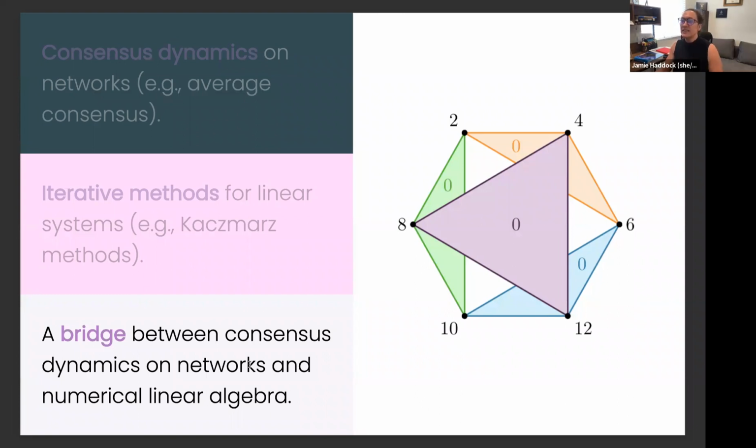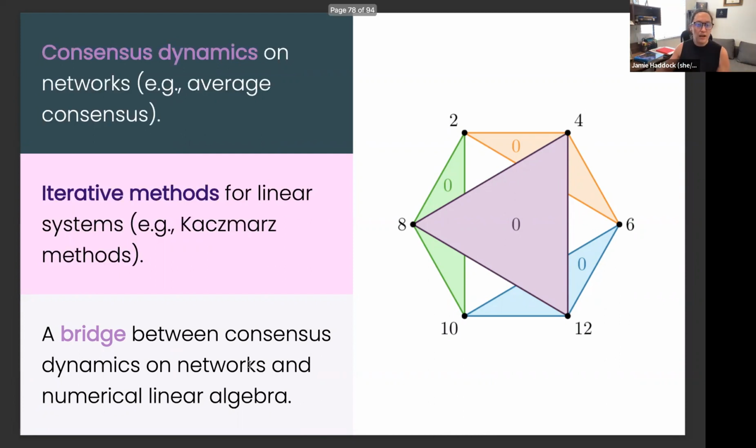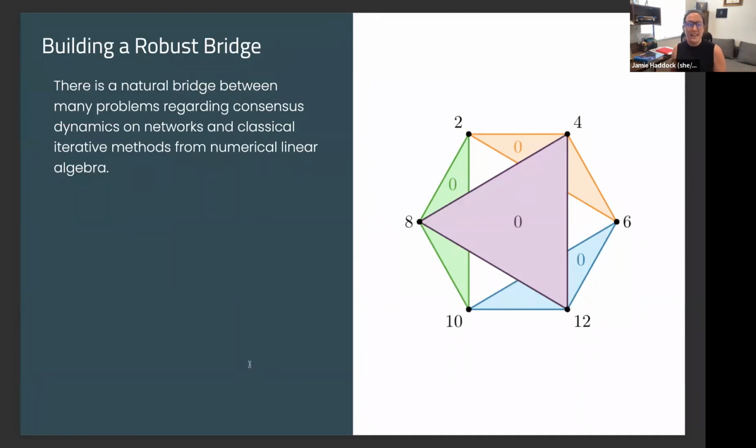Okay, so this is the kind of total example of the bridge, but I'll comment a little bit on why I think this is exciting. So there's this natural bridge, we've seen it, between the block Kaczmarz method and these block gossip methods, which are really special cases of models appearing all over dynamical systems. And we can exploit these all over the place. So we've seen it for distributed consensus, for average consensus. I'm especially interested though in seeing how we can use these numerical linear algebraic method results in opinion dynamics.